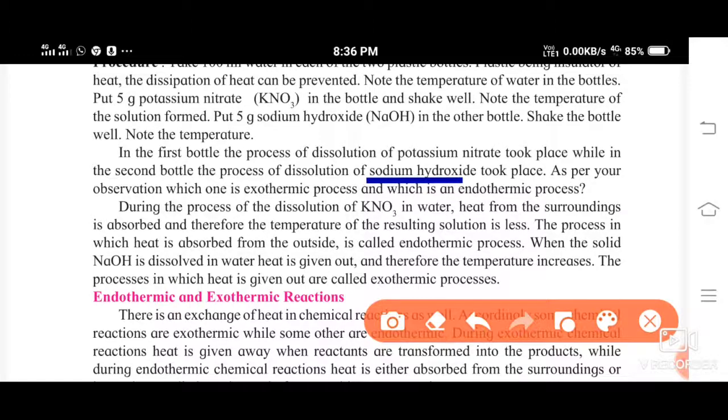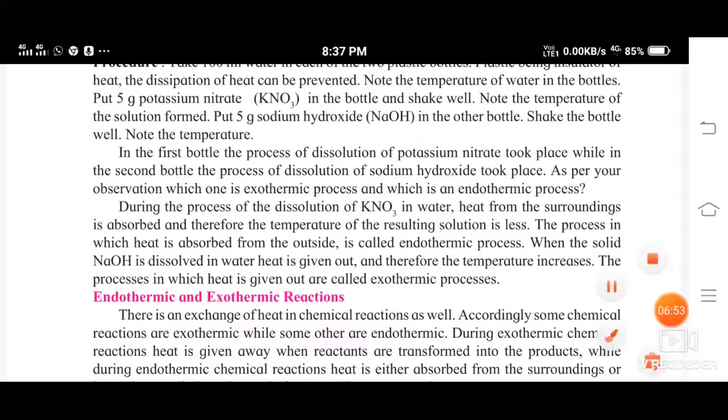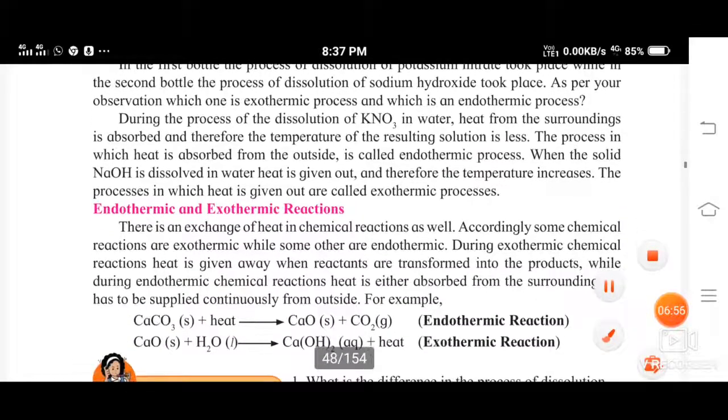It's less than 30 degrees, might be 20, 25. Okay, so this shows that an endothermic reaction has taken place. But in the case of dissolution of sodium hydroxide, what has happened is that heat has been released. That is why that process is an exothermic reaction.